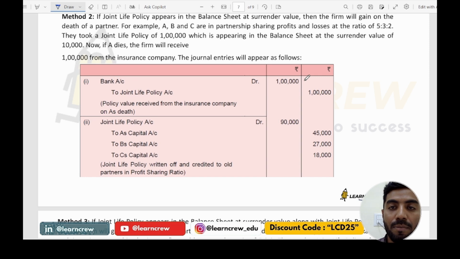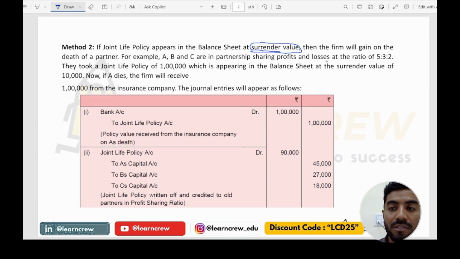If the joint life policy appears in the balance sheet at surrender value, this is the second method, treated as an asset at surrender value. So what happens here? If you're receiving 1 lakh, bank account is debited and joint life policy account is credited with 1 lakh. But in the balance sheet, the surrender value of the asset is 10,000. So the joint life policy account will have a balance of 1 lakh minus 10,000, which is 90K. 90K will be transferred to the partners in the profit sharing ratio.